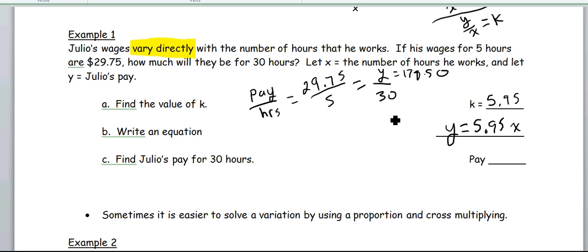And we found the pay up here with our proportions, $178.50. Now what I could have done is I could have come back and plugged in 30 here and done 30 times 5.95.